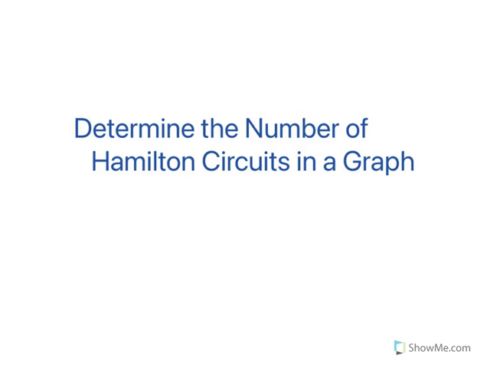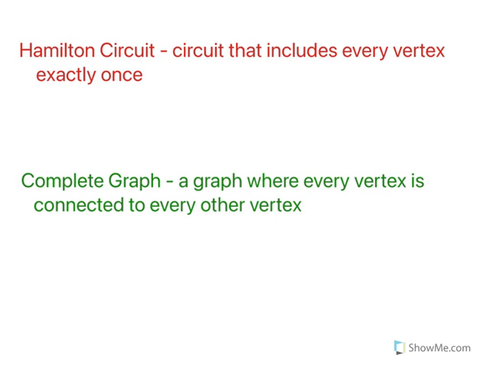Determine the number of Hamilton circuits in a graph. So let's first talk about what this means. A Hamilton circuit is a circuit that includes every vertex exactly once. And remember that a circuit means we start and end at the same vertex. A complete graph is a graph where every vertex is connected to every other vertex.